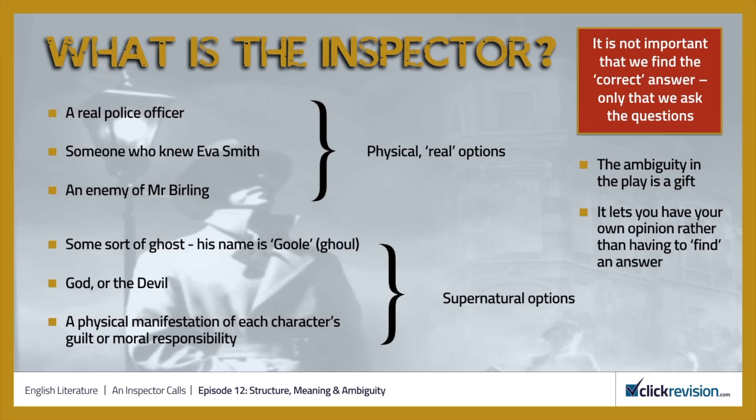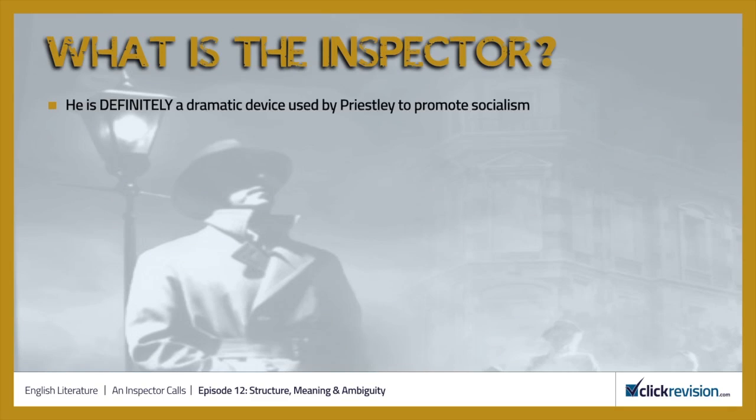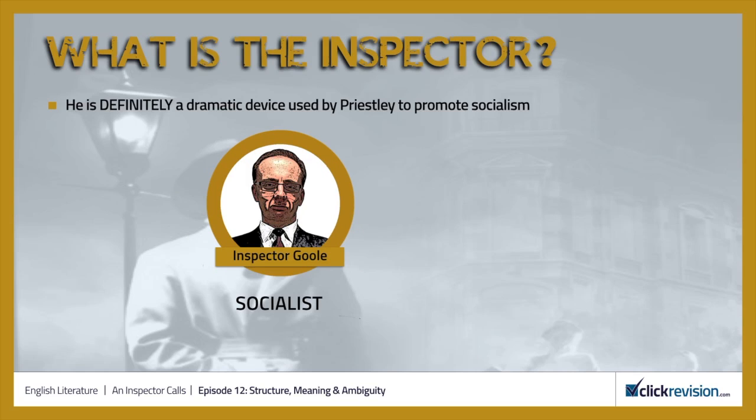However, there is one meaning of An Inspector Calls that isn't open to interpretation, and that is the political message contained in it. Beyond all the possibilities elsewhere in the play, the inspector is most definitely a dramatic device used by J.B. Priestley to put his socialist beliefs across to the audience. Though we can argue over the extent to which the inspector is a representation of J.B. Priestley himself, he definitely espouses Priestley's most valued beliefs as a socialist, and it's clear even before the inspector enters.